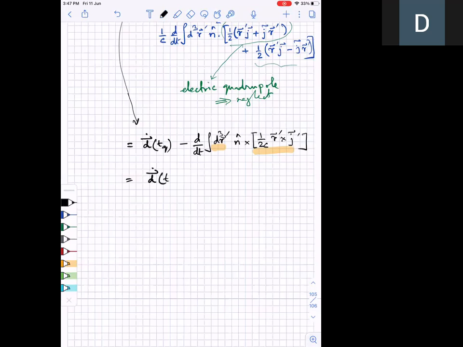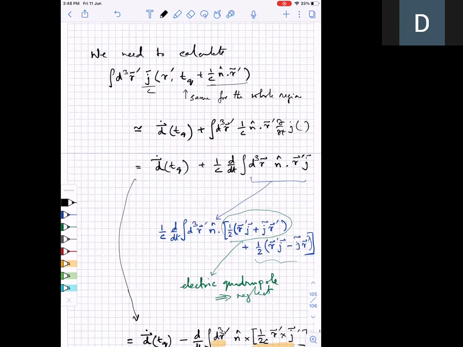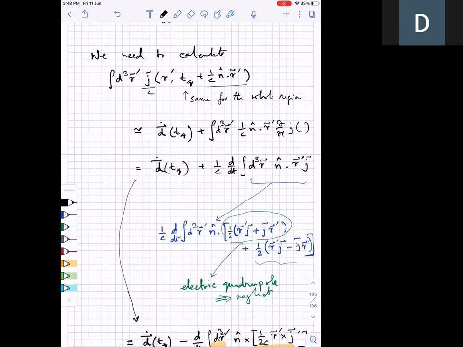So what we now get basically is d dot of dq minus n cross mu dot. Now this mu is basically 1 by 2c integral of dq r cross j, which is the magnetic dipole. Okay. So we have got over here terms contributing from the electric dipole moment plus terms contributing from the magnetic dipole moment.